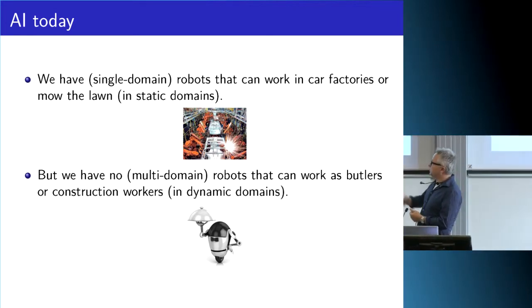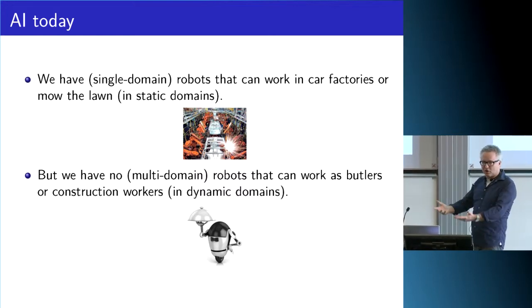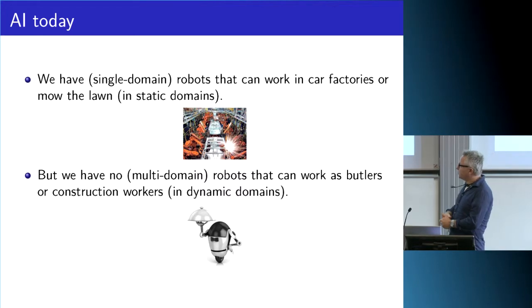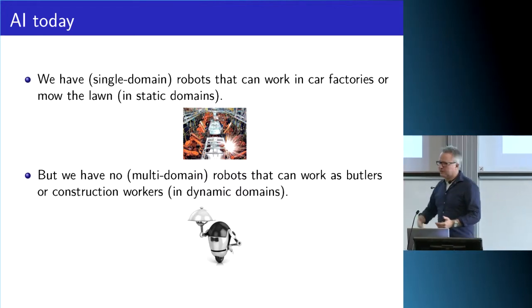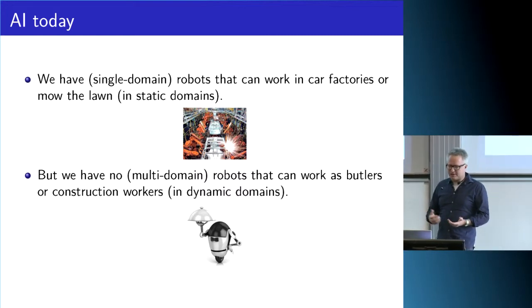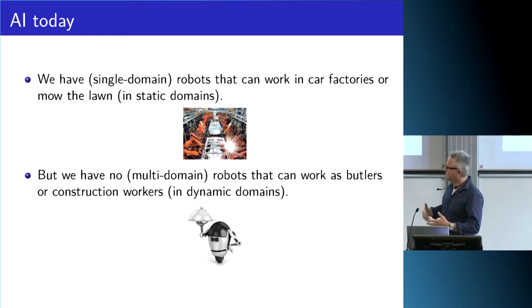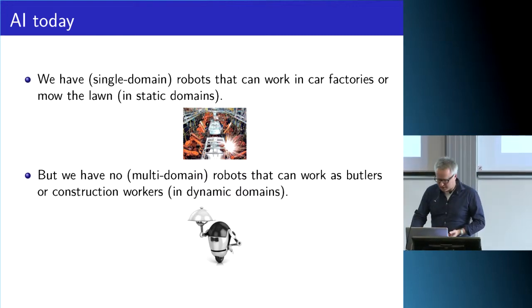So we don't have any multi-domain robots that can, for example, work as butlers in arbitrary homes. And we don't have construction workers that can go to any construction site and then work as construction workers there. That would require a system which could function in more dynamic environments, and that we don't have today.